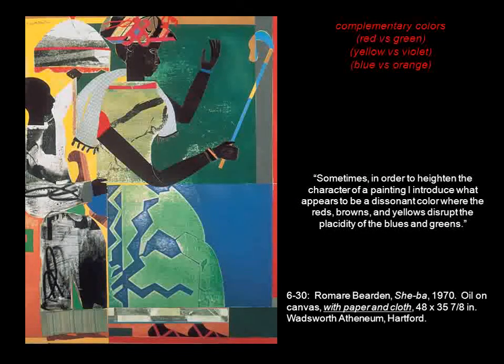Right? And Bearden talked about this as a specific strategy. He said, sometimes in order to heighten the character of a painting, I introduce what appears to be a dissonant color, where the reds, browns, and yellows disrupt the placidity of the blues and the greens. Now, this particular work, it's called Sheba, and it's meant to be the Arab queen Sheba, right? She brought the Muslim religion to Ethiopia.